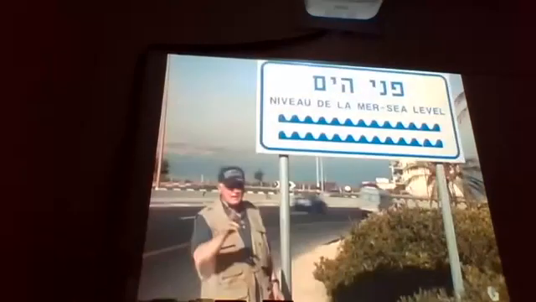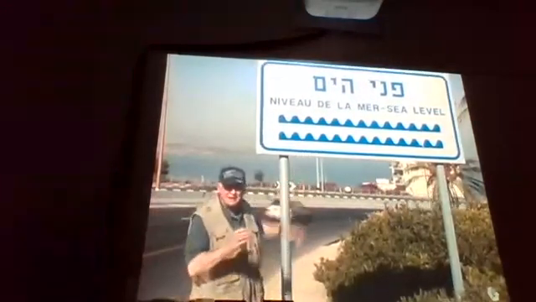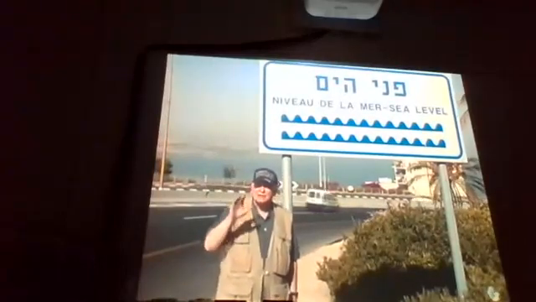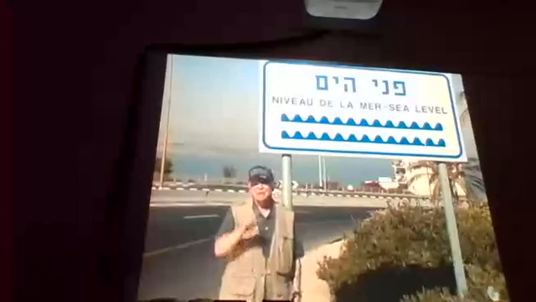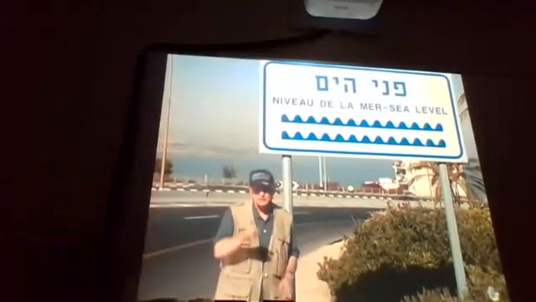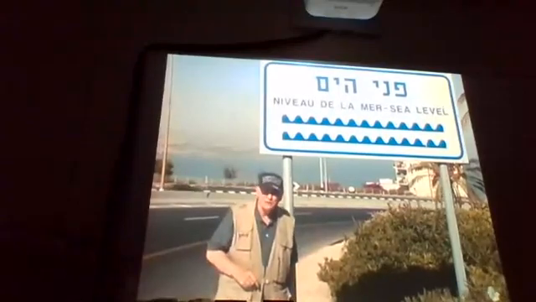As you can see from this particular sign, another feature of the Sea of Galilee is it's situated below sea level. In fact, it is located far below sea level. It's situated in what is called the Great Rift Valley, the lowest point on the surface of the earth. The sea itself is 700 feet below sea level.